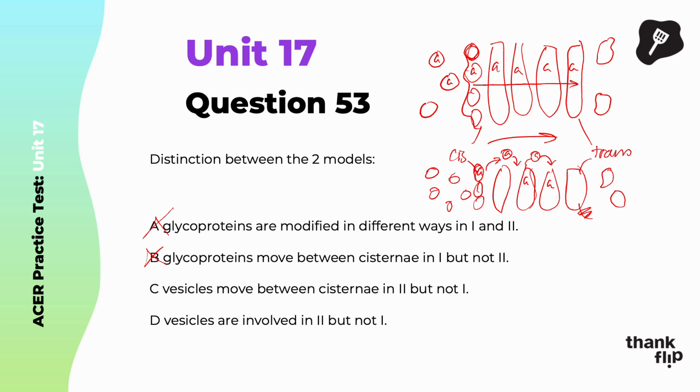Now, C is vesicles move between cisternae in 2, but not in 1. Now, this is true. We have a unique distinction between these two, and this is that the way that the glycoprotein travels between the cisternae is through vesicles in Model 2. And in Model 1, it kind of goes through like this. So this is a good contender. Then we have D, vesicles are involved in 2, but not 1. Well, we have vesicles here and here and here and here and here. So although there aren't any vesicles involved in transporting the glycoprotein between cisternae, there still are vesicles involved. So D would be an incorrect statement, and so we can be confident that C is the correct answer.